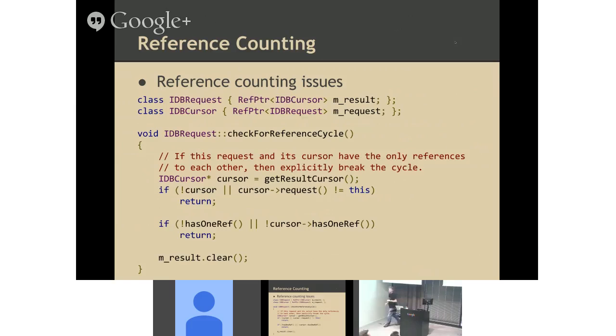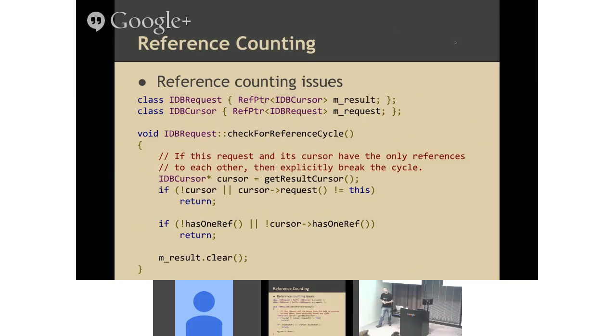Here's another example of how we're currently dealing with lifetimes in Blink. So in IndexedDB, there's a request and a cursor. And they're not supposed to die independently. So they have ref pointers to each other. And that's, of course, a problem because that'll leak, right? We can't get rid of that.